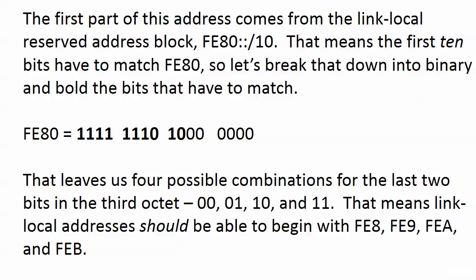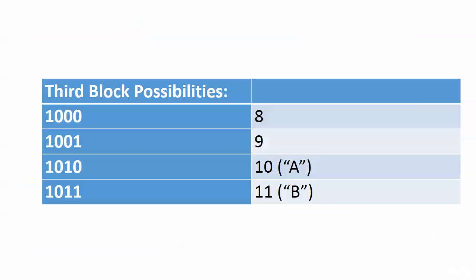And we could have 00, 01, 10, and 11. So theoretically, that means that link local addresses should be able to begin with FE8, 9, A, and B. And you know where we're getting those values from, and I'm going to show you anyway. And you can see here we could come up with 8, 9, A, or B. Of course, that would be 10 and 11 in decimal, but we're using hex here. So 1010, that's 8 plus 2, that's your A, and then 1011, that's 8 plus 2 plus 1, that's your 11, and that's your B.